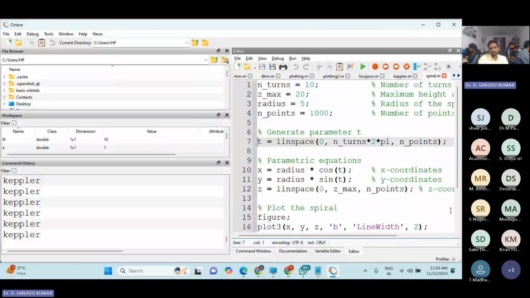So the text after percentage symbol is considered as comment. That will not be executed. So you can write whatever you want for your understanding after a percentage symbol.